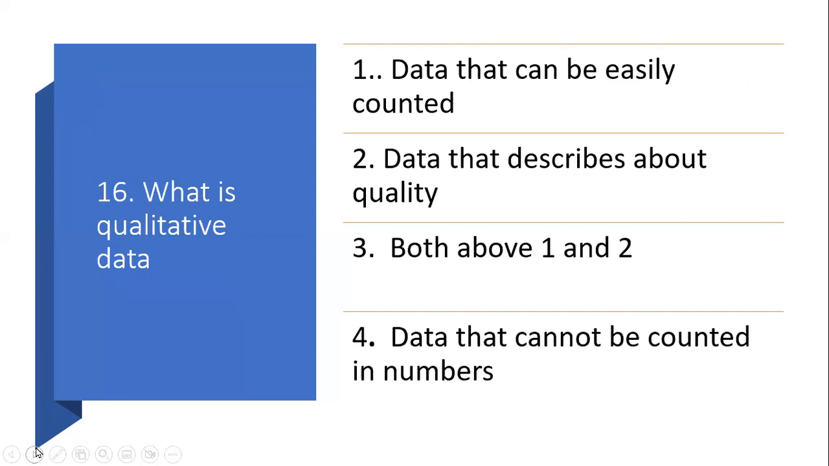What is qualitative data? Data that can be easily counted. Data that describes about quality. Both 1 and 2, that is, data can be easily counted and data can be described about quality. The fourth one, data that cannot be counted in numbers. The qualitative data is a data that cannot be counted in numbers. Therefore, number 4 is the correct answer.